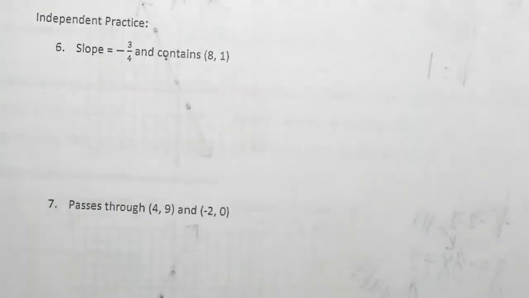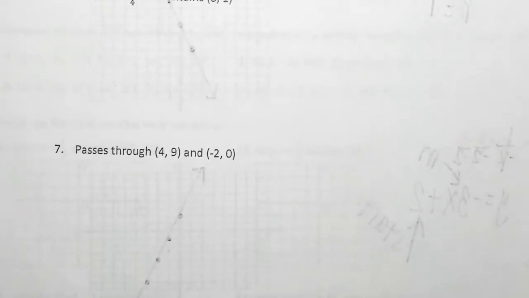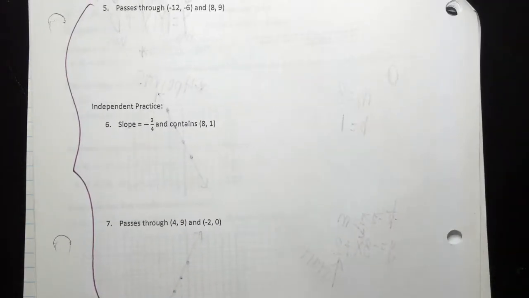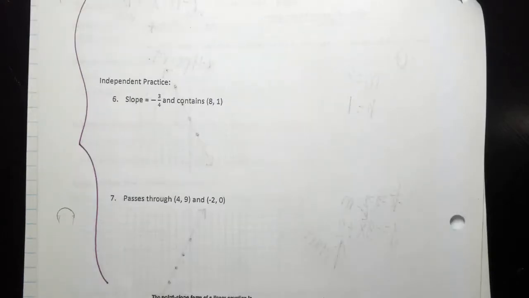Okay, now we're back to our notes, right? I think we are. What time do we get out of here? 58? Okay. I want you to try 5 through 7. You're writing these both in point slope. I'm sorry, slope intercept. Slope intercept.